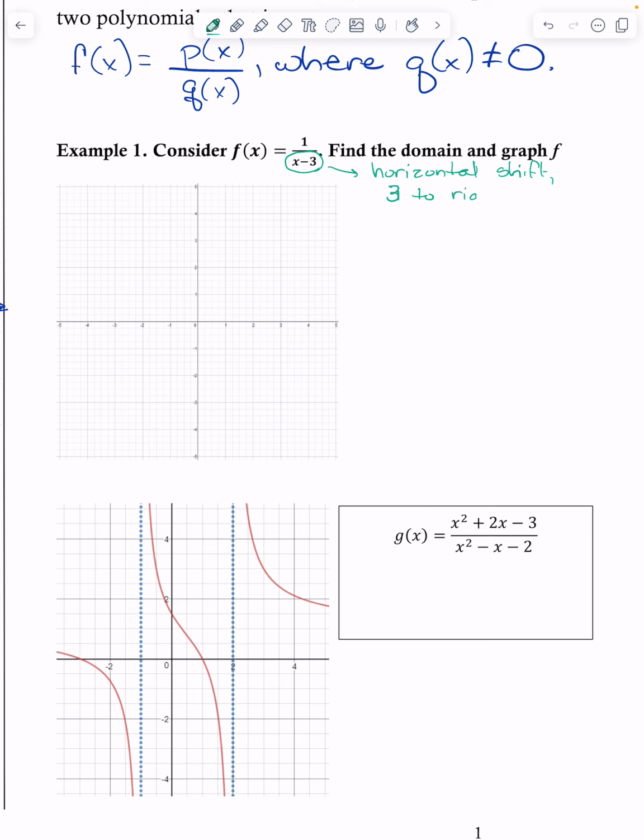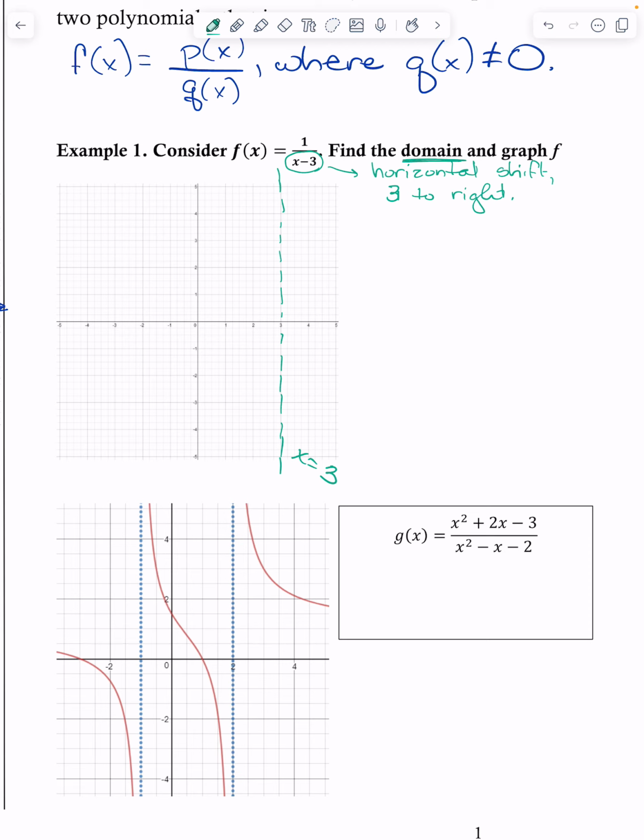Three to the right. So that means my whole graph shifts 3 to the right. That also means that my asymptote shifts 3 to the right. So my asymptote is here now at x equals 3. That dotted line means I cannot use 3.